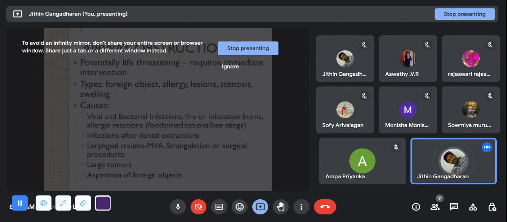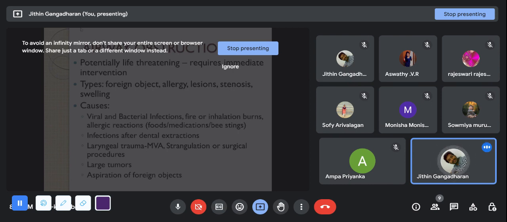And what are the causes of airway obstruction? There will be viral or bacterial infections. Fire will be there, so I have said inhalation. When there is an inhalation problem, if we inhale smoke or carbon dioxide, it will lead to bronchospasm and there will be obstruction of the airway. That is inhalation burns. Then allergic reactions due to some foods, medications, bee stings, or anything which acts as an antigen to the body will lead to a reaction. And if the body is not tolerating it, or when the amount of antigen is huge, it may lead to an anaphylactic reaction.